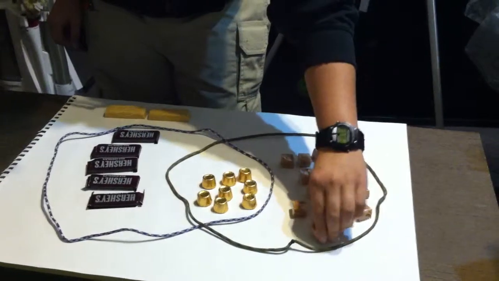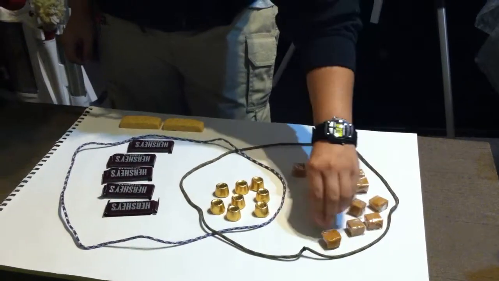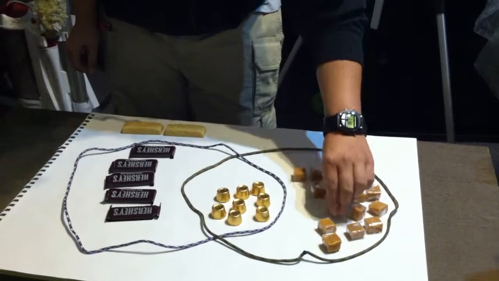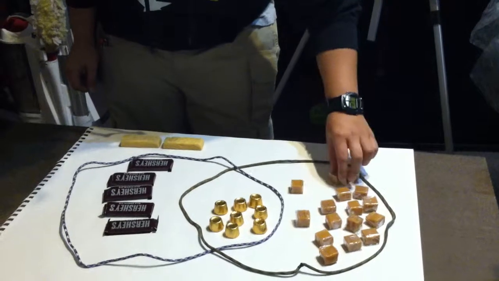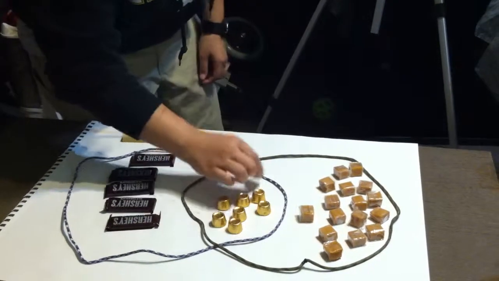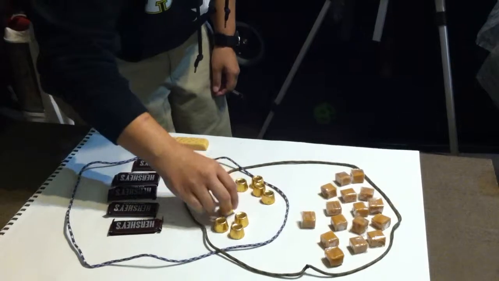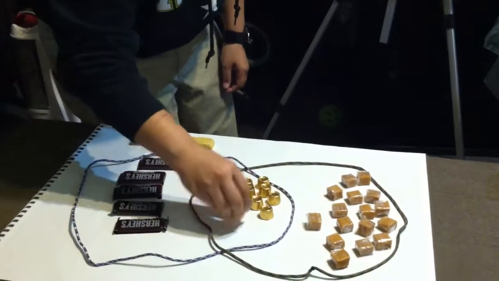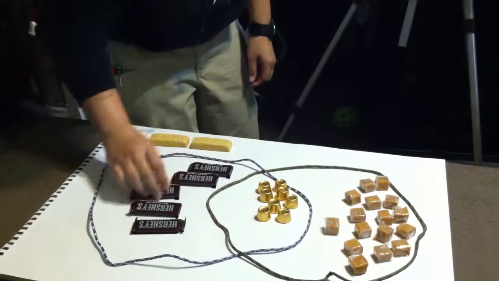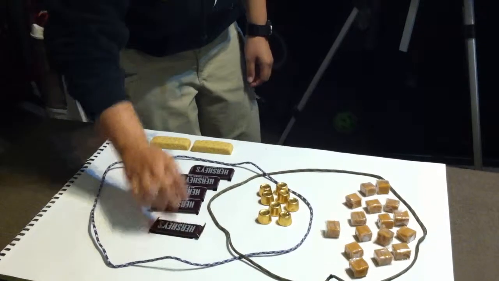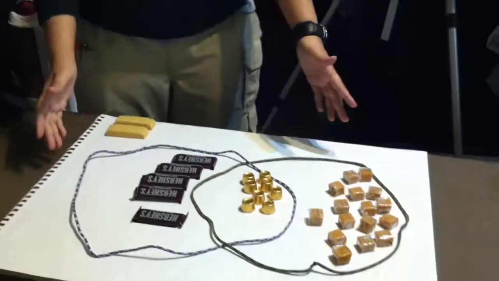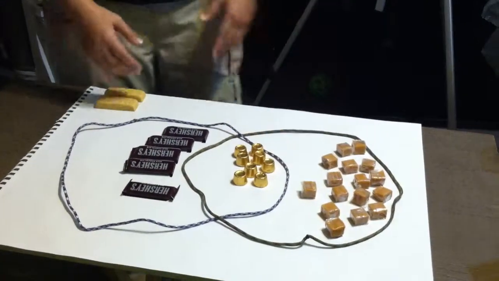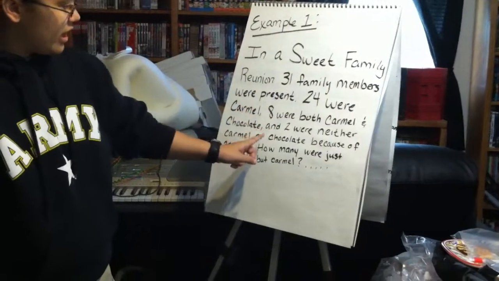1, 2, 3, 4, 5, 6, 7, 8, 9, 10, 11, 12, 13, 14, 15, 16, 17, 18, 19, 20, 21, 22, 23, 24, 25, 26, 27, 28, 29, 30, 31. And as you can see with this Venn diagram, as delicious as it is, we were able to make sure that we had 31 family members present and accounted for.